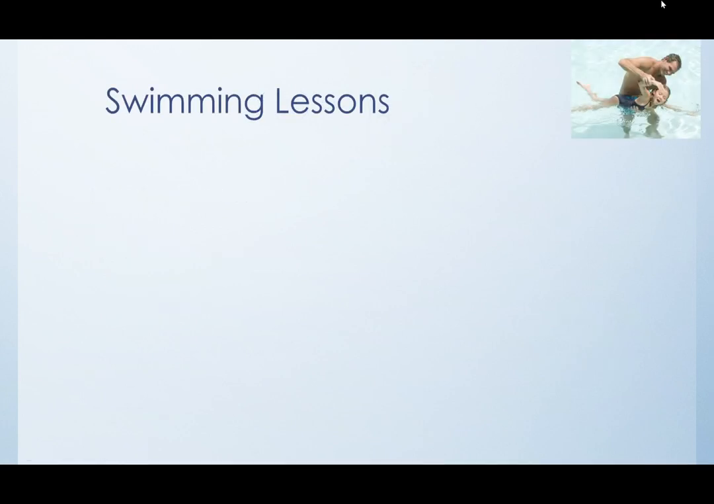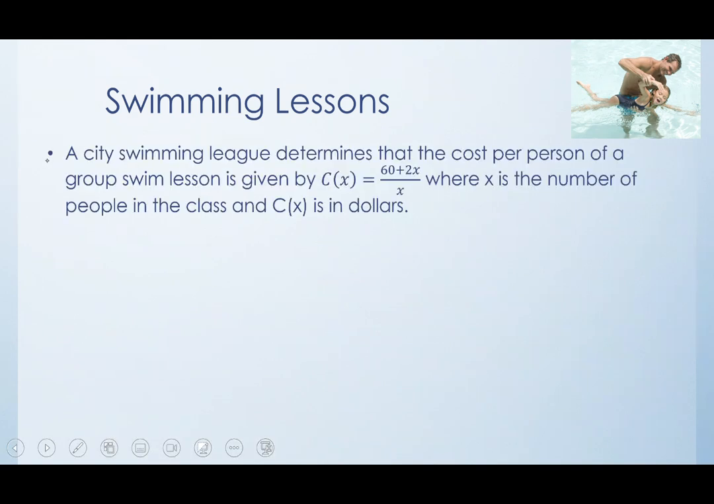Okay, last thing we've got is a word problem, which is not my favorite. I gotta find a better one. We've got a city swimming league that determines that the cost per person of a group swim lesson should be given by this function, c of x equals 60 plus 2x over x, where x is the number of people in the class and c of x is in dollars.